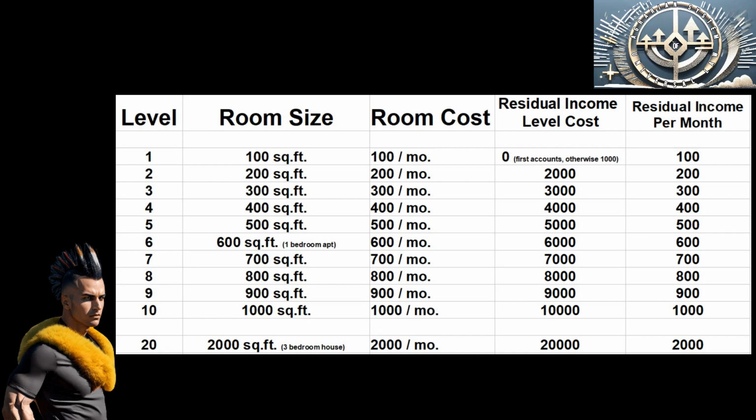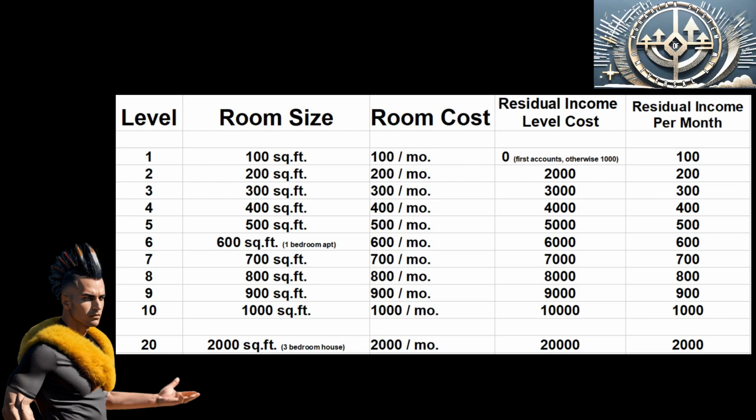Each level of residual income should be purchased one by one. For example, from level 1, we would have to purchase level 2 at 2,000 credits, which would then provide us with 200 credits per month. We then cannot purchase level 5 until we have purchased levels 3 and 4, for example. We would need to work to purchase each level independently.